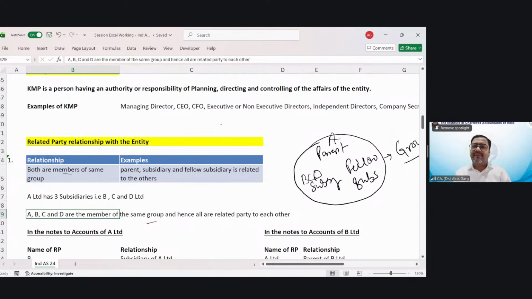Who are the subsidiaries of A Limited? B, C and D. For B Limited, who is the parent? A. For B Limited, who are C and D? C and D are the siblings. Siblings means fellow subsidiary. So A, B, C and D are members of the same group and hence all are related parties to each other. Means for A, B, C, D are the related parties. For B, A, C, D are the related parties. For C, A, B, D are the related parties. For D, A, B, C are the related parties.